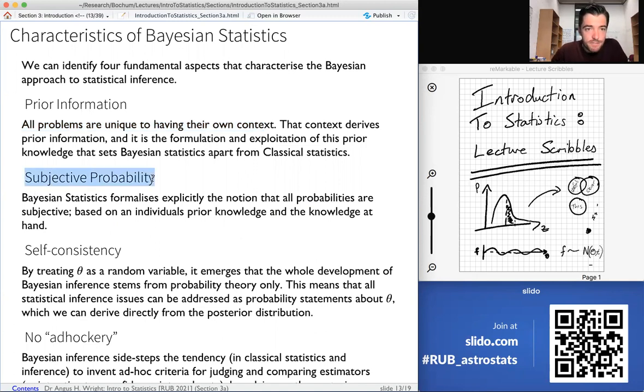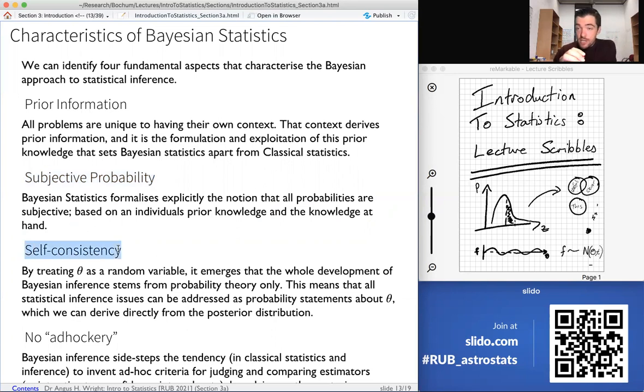The second fundamental thing about Bayesian statistics is what we were just saying about subjectivity. Bayesian statistics formally creates an explicit notion of how probabilities are subjective. They are not God-sent objective things. They are subjective based on both the data and the knowledge that we bring into an experiment.